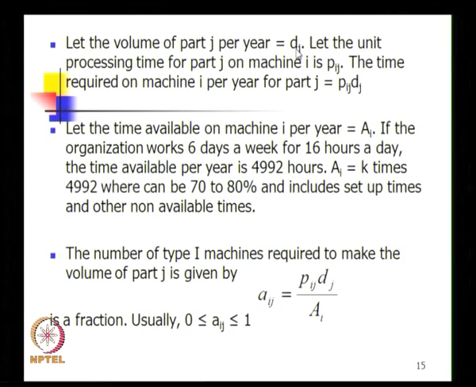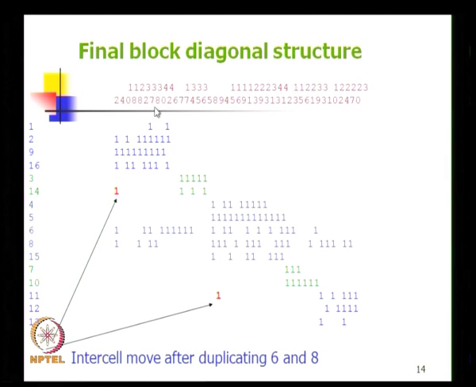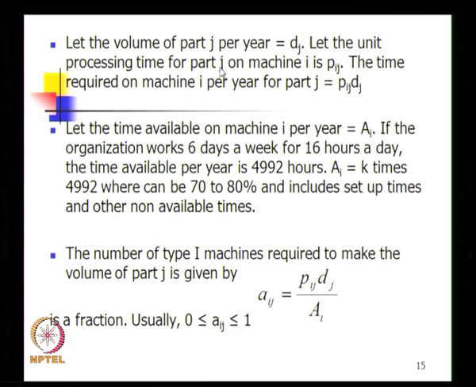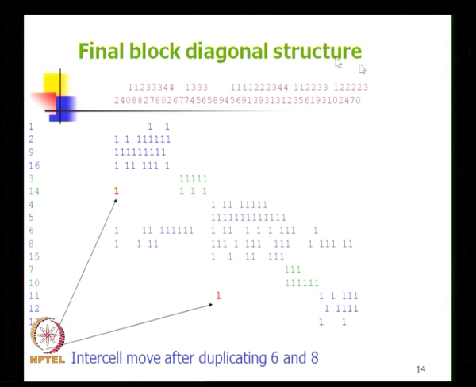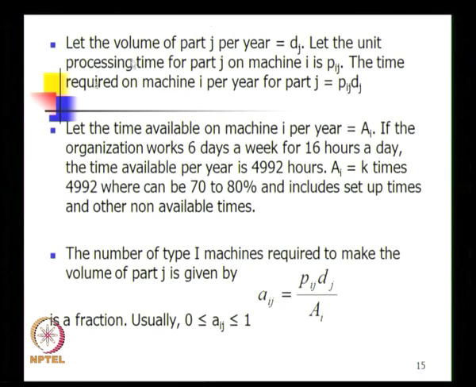Let the volume of part j per year be dj. If we take part number 37, then the volume will be d37. Let the unit processing time be Pij. So, Pij will be the processing time associated with processing part number 37 on machine number 1. So, the time required in machine i per year for part j is equal to Pij into dj. Multiplying the unit processing time by the demand or volume of production gives us Pij into dj.